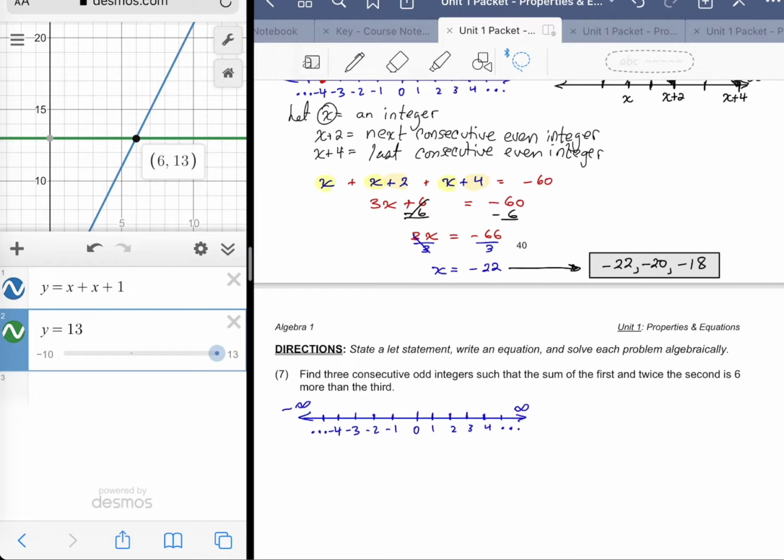3 consecutive odd integers such that the sum of the first and twice the second is 6 more than the third. All right. That's very wordy, but if we just focus on little bits at a time, how about 3 consecutive odd integers? We'll just start with, you know, baby steps here. Let's start with the simple stuff.